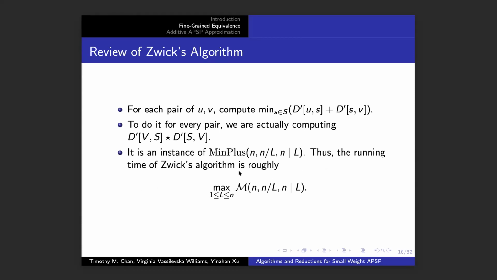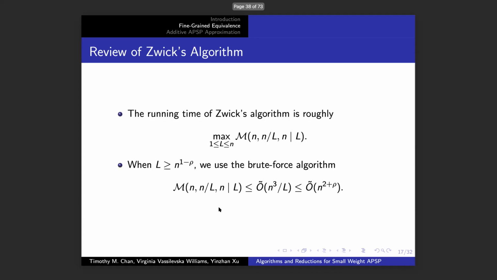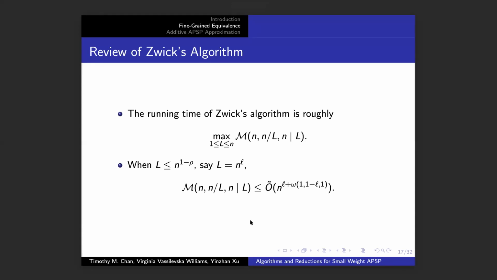And therefore, the running time of Zwick's algorithm is roughly the following quantity. Now, it remains to bound this quantity. When L is large, say L is at least n to the 1 minus rho, then we use the brute force algorithm for min-plus product, and that can bound the running time to n to the 2 plus rho. When L is small, say capital L equals n to the little l, then we use Alon et al.'s algorithm for min-plus product.